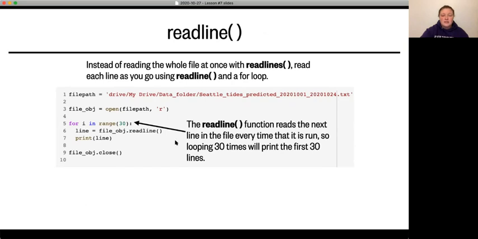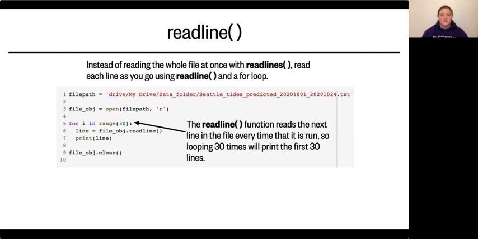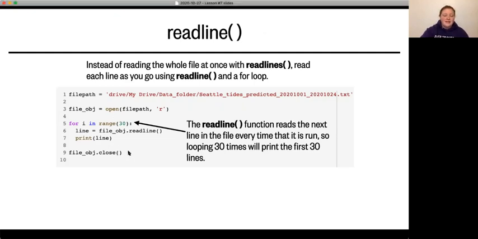So what this is doing is that every time the loop goes around, it's reading a line. On the very first iteration, it's going to read the very first line. On the next one, it's going to read the second line, and the next one, the third one, the fourth. So the end result is that there's going to be 30 lines of this file printed out, but not the whole thing is going to be saved into memory. So we can get an idea of what it looks like without having to open the whole thing. And then the very last step is to close that file object.